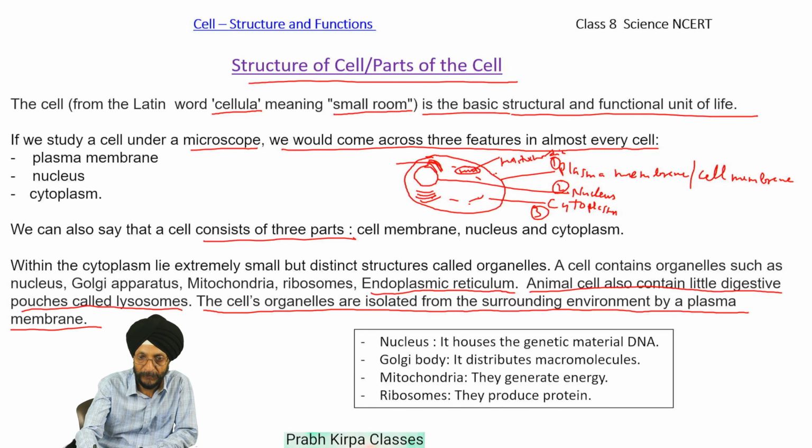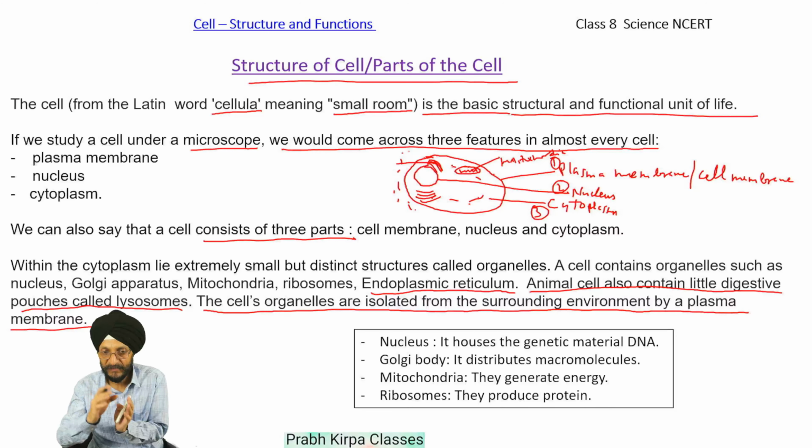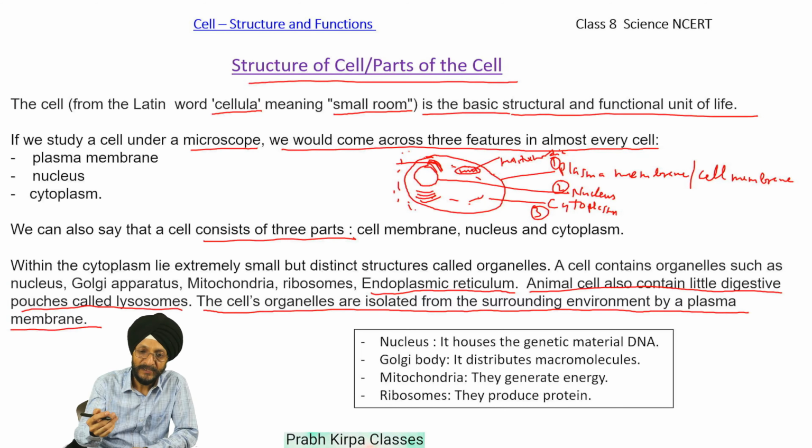This is the plasma membrane. If this is the outer environment of the cell, this is the plasma membrane which keeps the internal contents of the cell isolated from the external environment.